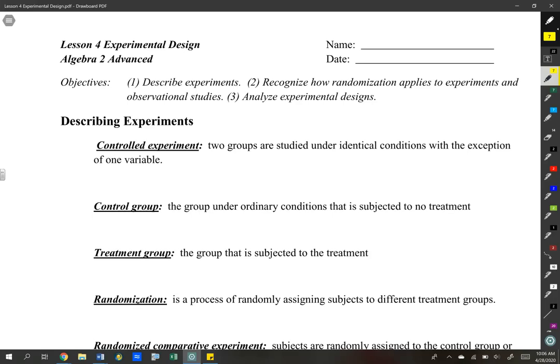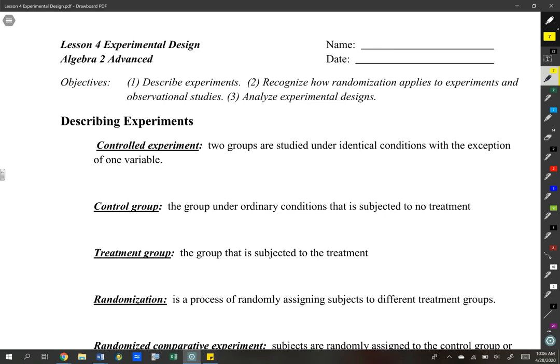Hi, everybody. Today we're going to be looking at Lesson 4, Experimental Design, and we're going to learn how to describe experiments. We're going to learn how to randomize. What does randomizing mean? And you're going to learn how to analyze experimental designs. So we have some vocabulary here, and I'm just going to highlight keywords.